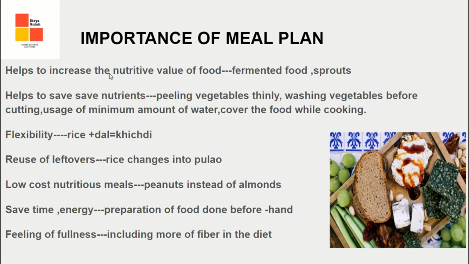Meal plan brings flexibility. Like rice and dal is made for the whole family, but for an old person, if he is suffering from stomach upset, rice and dal are cooked together and more water is added and it is made into khichdi. Meal plan helps us in the use of leftovers.